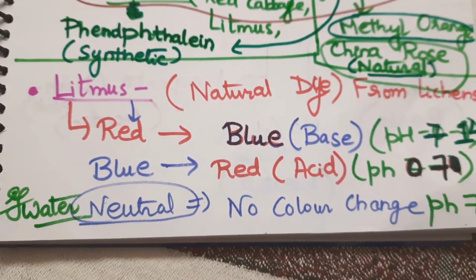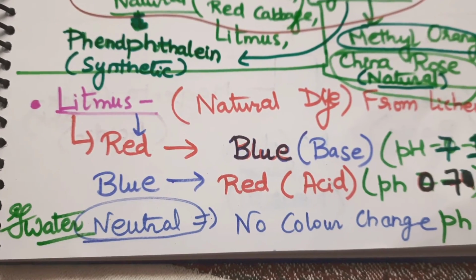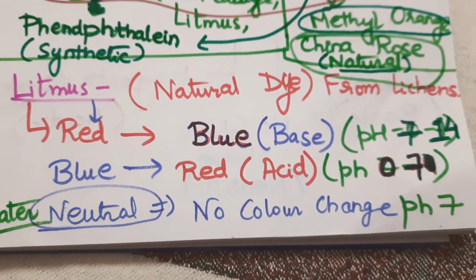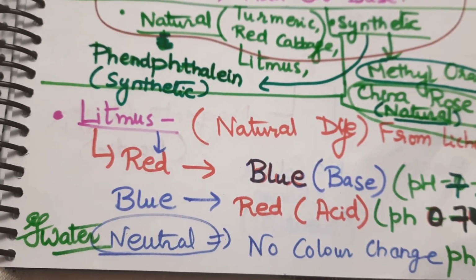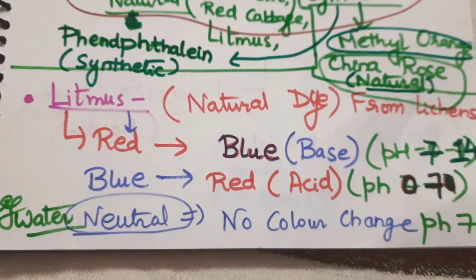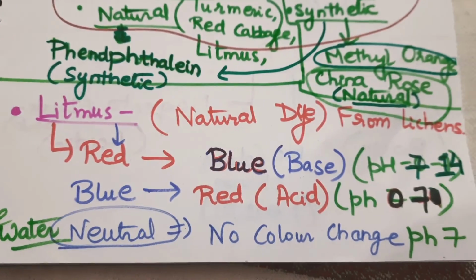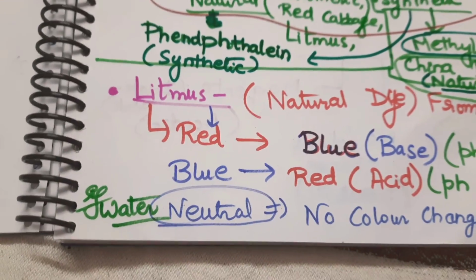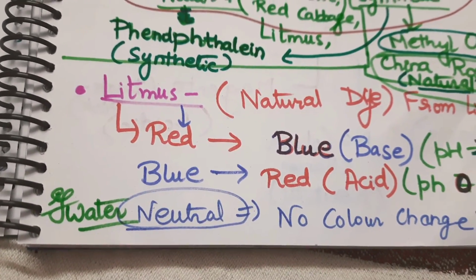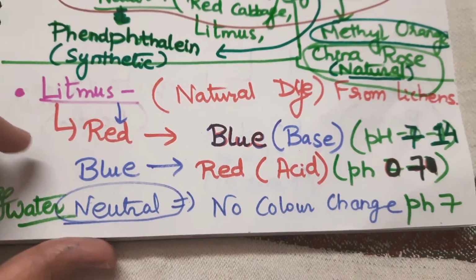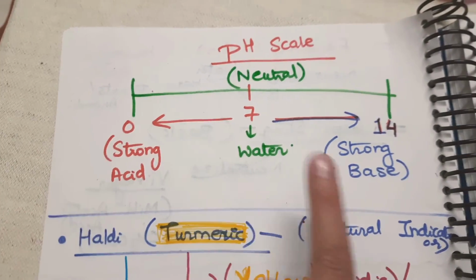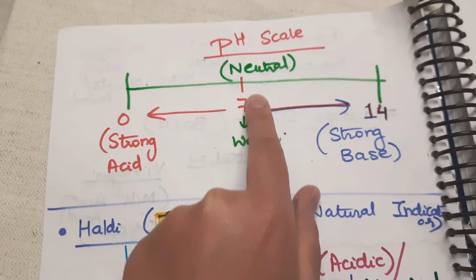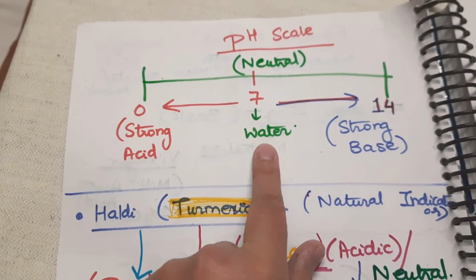Litmus is a natural dye from lichen. Red litmus turns blue as it is basic in nature. The pH is 7 to 14. Blue changing to red is an indicator of acidic, and the pH is 0 to 7. Water is neutral in nature, doesn't change the color, and pH is 7. Once again, the pH scale is from 0 to 14. 0 is a strong acid and 14 is a strong base, whereas 7 is neutral, which is water.